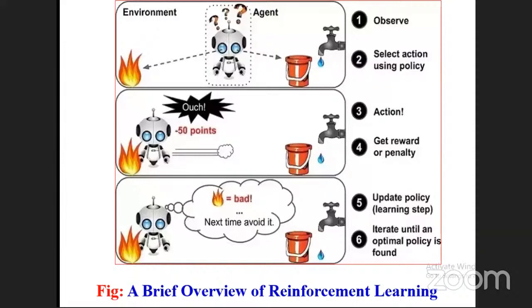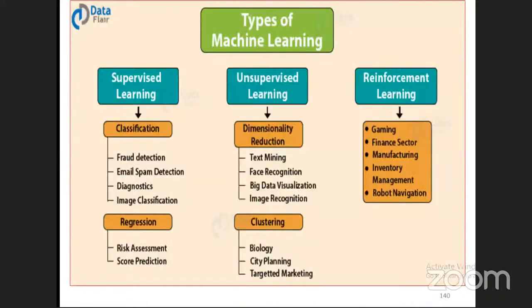That means if it does a bad step, we are giving punishment to the robot. That is called punishing. And if it does right step, we are giving the reward. That's why reinforcement learning is called a punishment and reward concept. My dear friends, learning from the errors, learning from the mistakes is called reinforcement learning. Understood, all of you? Types of machine learning we are discussing.